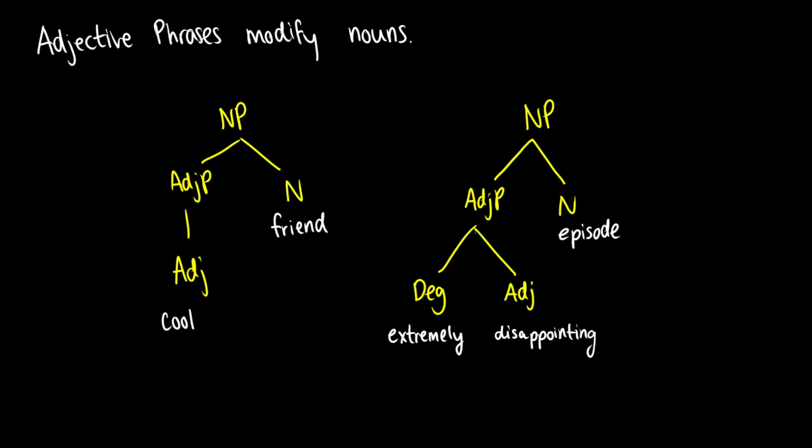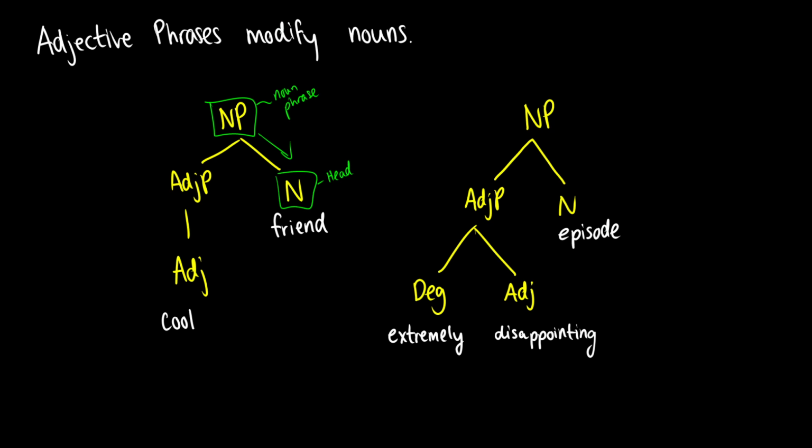So, what do adjective phrases do? Well, their main job is to modify nouns. So we haven't talked about the noun phrase yet, but this is an NP. This is called a noun phrase. Every noun phrase has a head, which is a noun. So say we have cool friend, where cool is describing friend. Well, the noun phrase has a noun head.